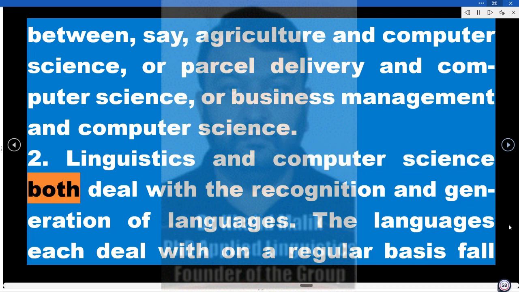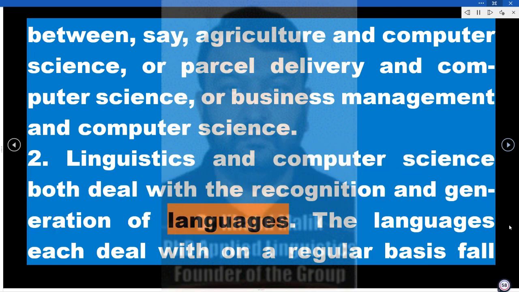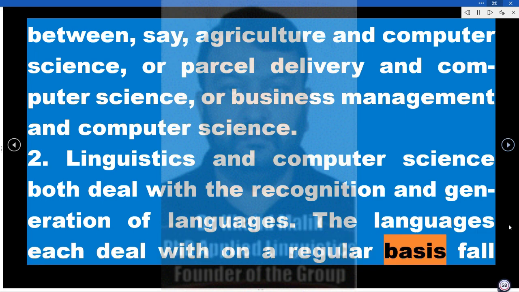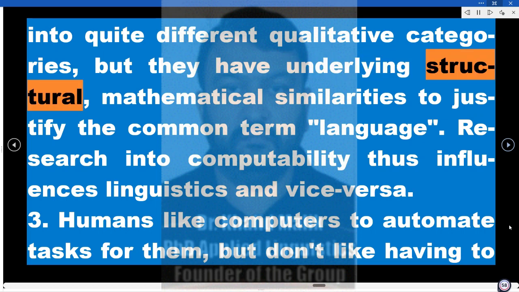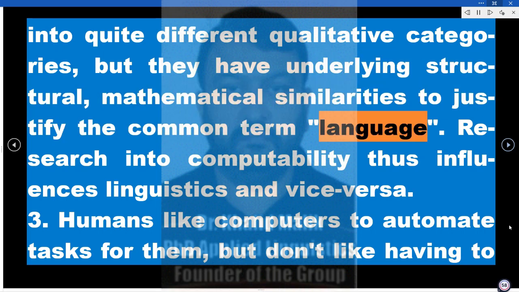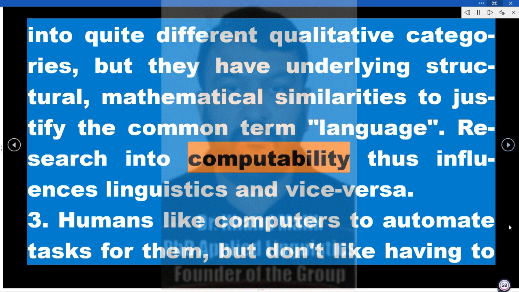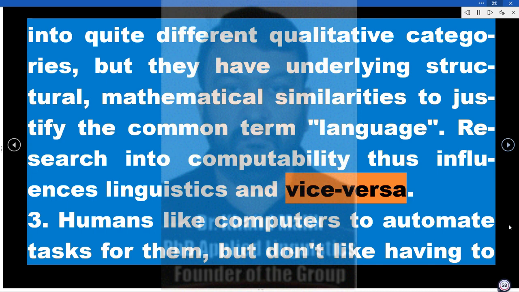2. Linguistics and computer science both deal with the recognition and generation of languages. The languages each deal with on a regular basis fall into quite different qualitative categories, but they have underlying structural, mathematical similarities to justify the common term, language. Research into computability thus influences linguistics and vice versa.